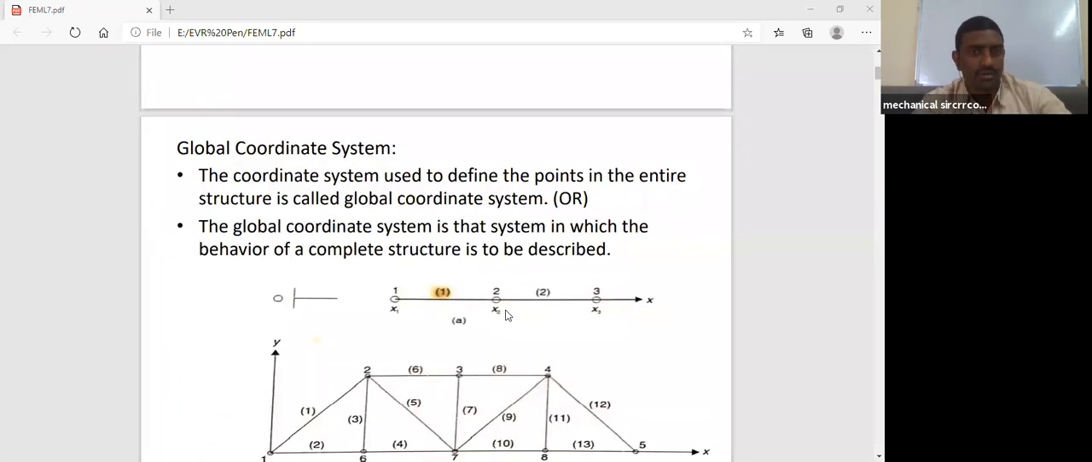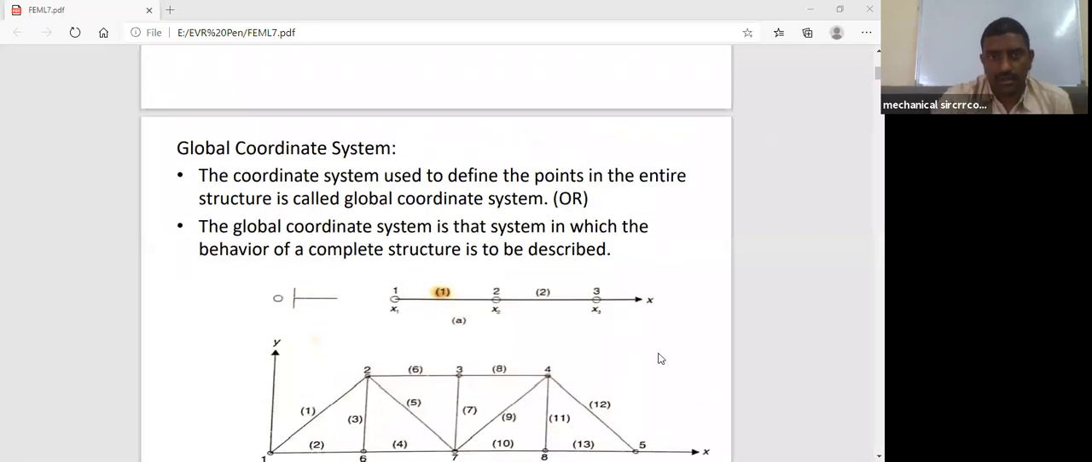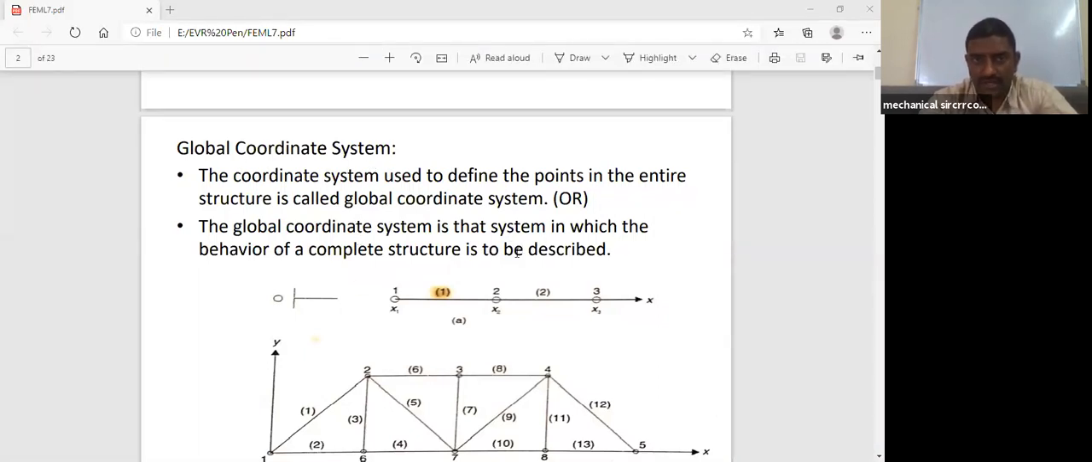So what is the global coordinate system? How do we define it? In general, it is a Cartesian coordinate system. This coordinate system is used to define points in the entire structure, and it is called the global coordinate system. It is also defined as the system in which the behavior of the complete structure is to be described. Under this system, we can describe the entire structure or the entire problem domain.